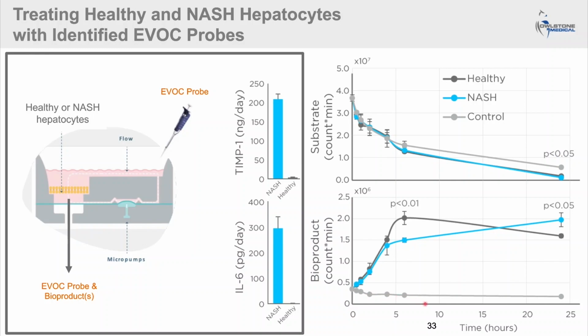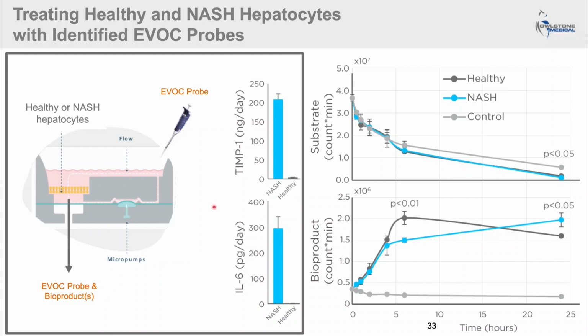However, if we look at the bioproduct of this substrate, we can see that it's not increasing in the control where there were no hepatocytes. However, in the presence of hepatocytes, we see an increase. And the profile is different in healthy hepatocytes where we see a spike followed by reduction, while in NASH hepatocytes, the increase is slower and steady over up to 24 hours.